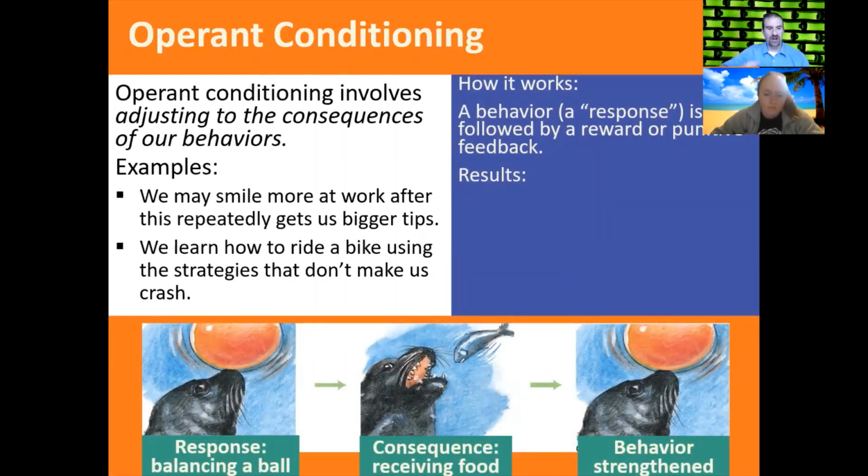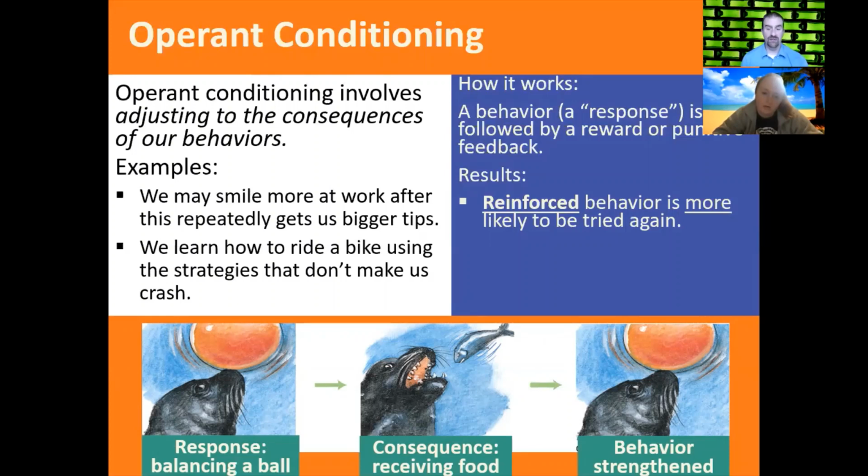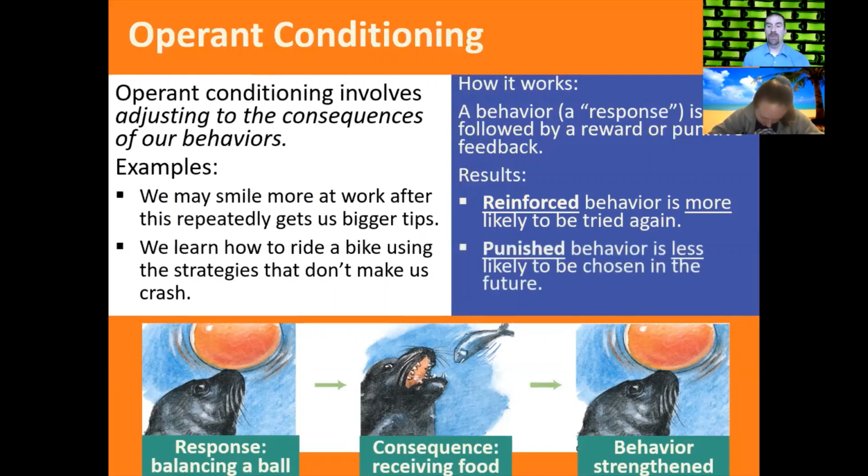You guys have heard of the example of the seal bouncing a ball on its nose. All this is done by just operant conditioning through that shaping of the seal's behavior. The way it works here is a behavioral response is followed by either a reward or punitive feedback. Okay, so everything we do is going to have some type of reward or some type of punishment associated with it. And what we see here is that behaviors that are reinforced are more likely to be tried again. Behaviors that are punished are less likely to be chosen in the future.